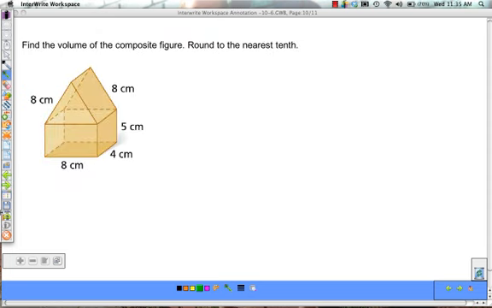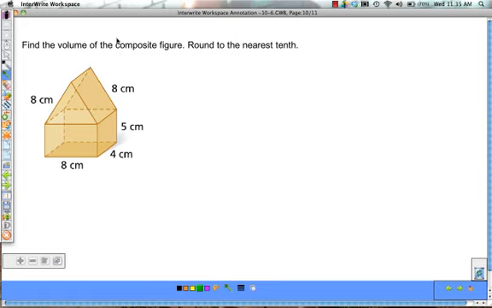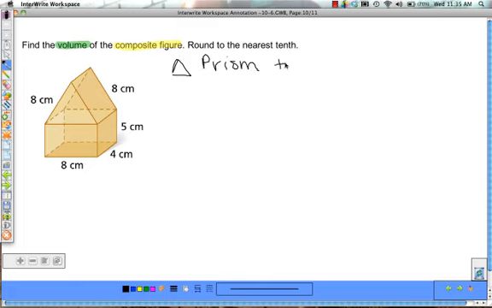So now we can find volume of composite figures. So here we are trying to find the volume, and looking at what we're given, this composite figure means we need to come up with a plan. So hopefully you see that we have a triangular prism, and we need to add a rectangular prism. So once you come up with your plan, now we can start doing the different pieces.